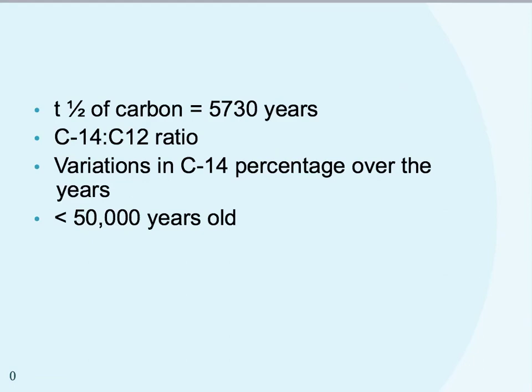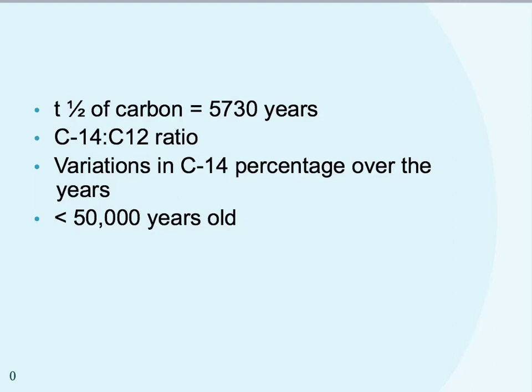So with carbon-14 data, we look at the half-life, which is 5,730 years. We're worried about this carbon-14, carbon-12 ratio. And it works great up to about 50,000 years. That's pretty much the upper limit for carbon-14 data. Beyond that, we have to look at uranium-238 to lead ratios to figure out the age of something.